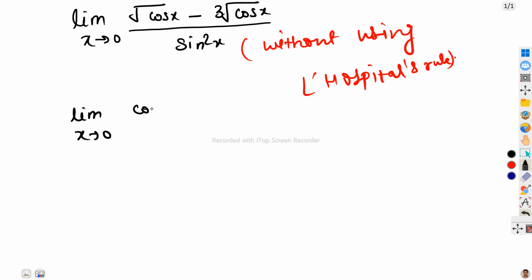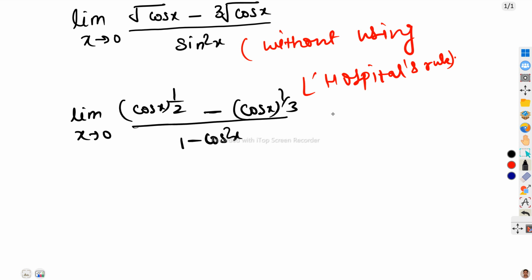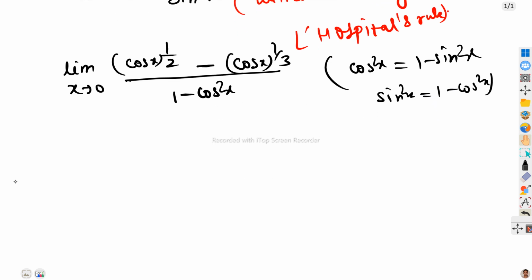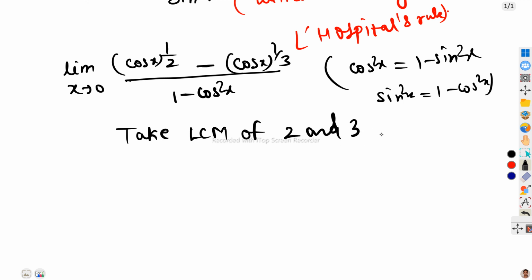we have cos x raised to power 1 upon 2, cos x raised to power 1 upon 3, and here this function can be written as 1 minus cos square x, since cos square x equals 1 minus sin square x, and sin square x equals 1 minus cos square x. Again, take the least common multiple of 2 and 3, which equals 6. So this is 6.